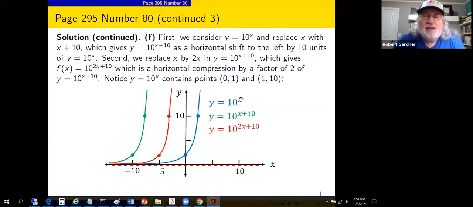Now we're going to replace x by 2x. We're going for this function. So replace this green x with that red 2x. That has the effect of a horizontal compression. We haven't done many of those in examples, a handful. Horizontal compression by a factor of 2. So we're going to take all of these x values and halve them.